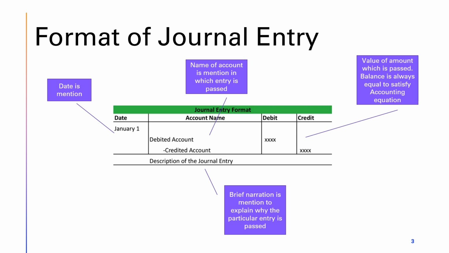First column represents the date, which tells us the date on which the transaction was recorded. Second column mentions the accounts which are involved in the particular transaction. Third column mentions the amount which is debited to a particular account. And the fourth column mentions the amount which is credited to a particular account.